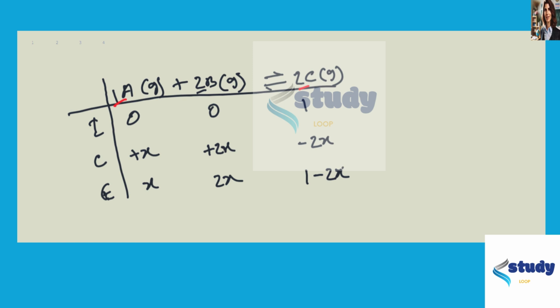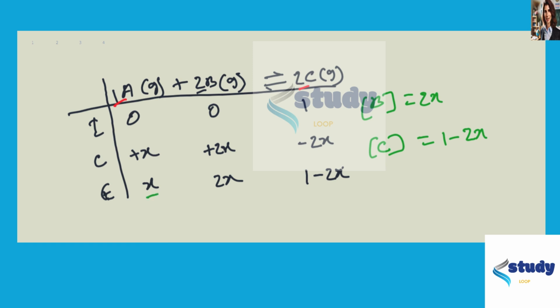So in terms of X, the equilibrium concentration of B is 2X, and the equilibrium concentration of C is 1 minus 2X. This is our answer to the first question, part A. Then in part B, we have to find out what limits must be placed on the value of X so that all concentrations are positive.